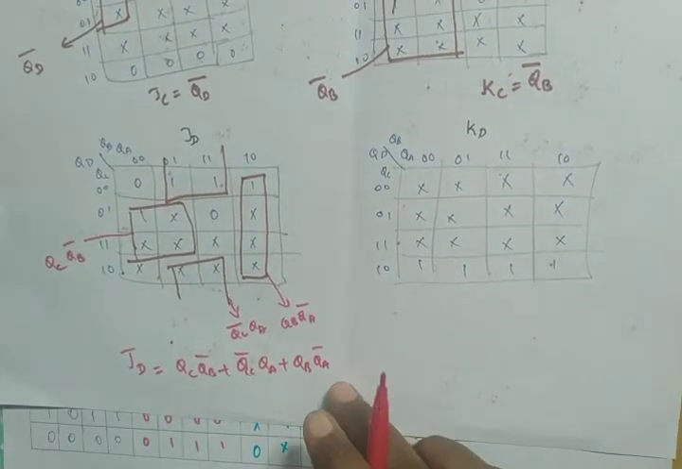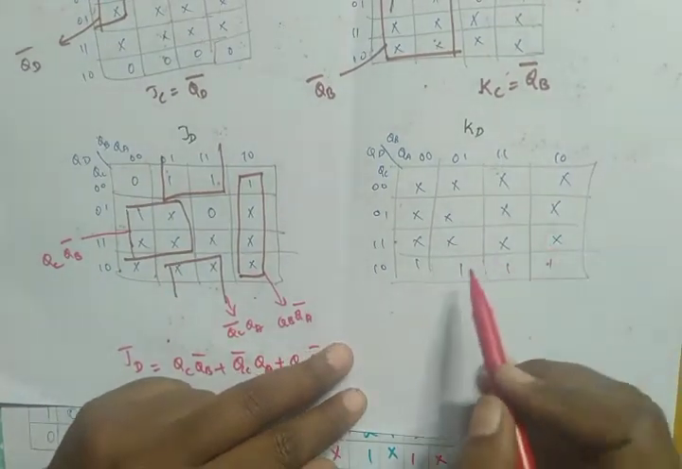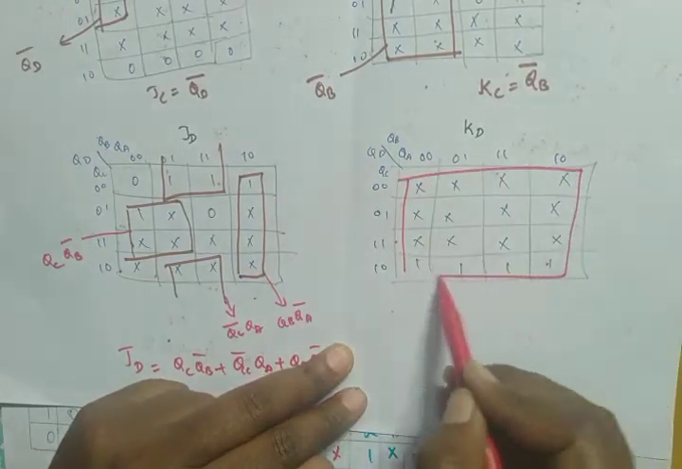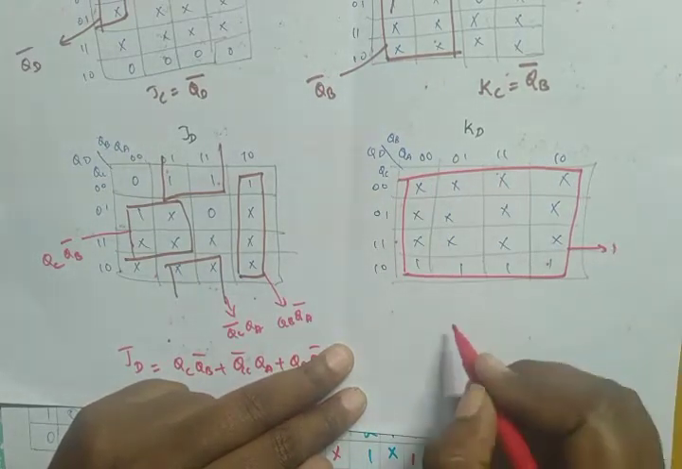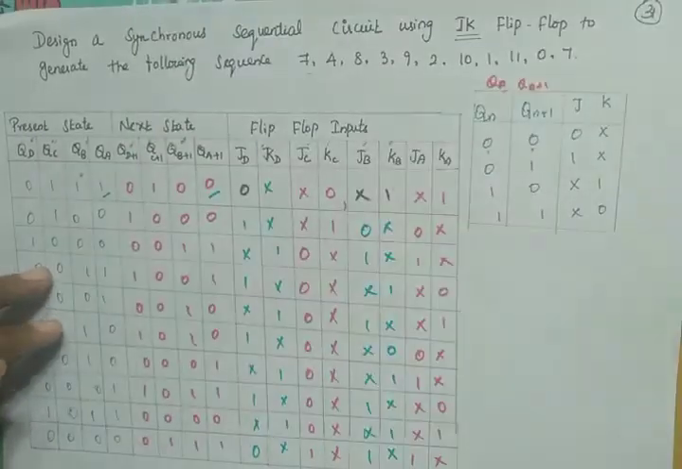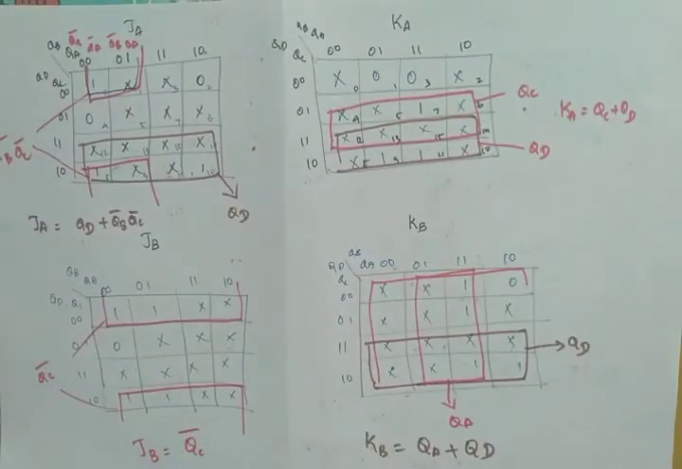This is our JD. And what is KD? So here we don't have any zeros. So we can combine like this and we can write this as 1. Therefore KD is equal to 1. So we have minimized this by using K-map. Now what we have to do? We have to draw the diagram for this. We have to draw the logic diagram for this.